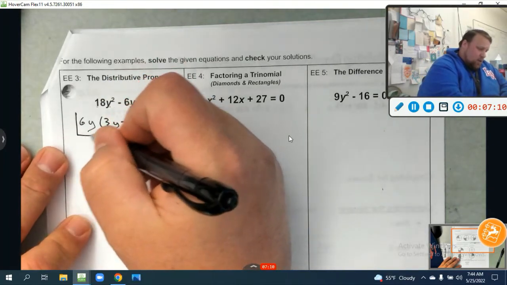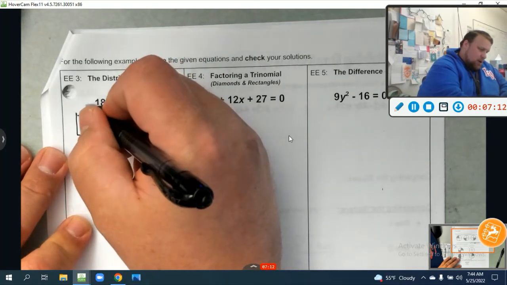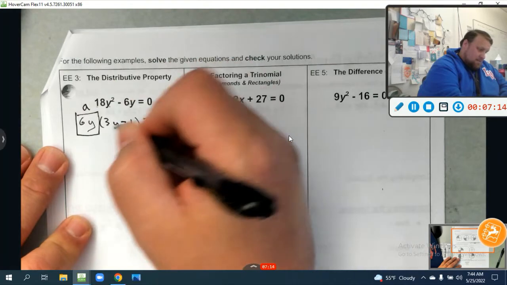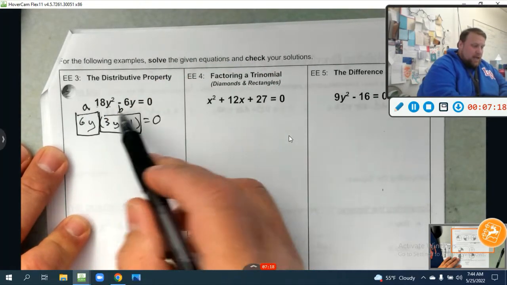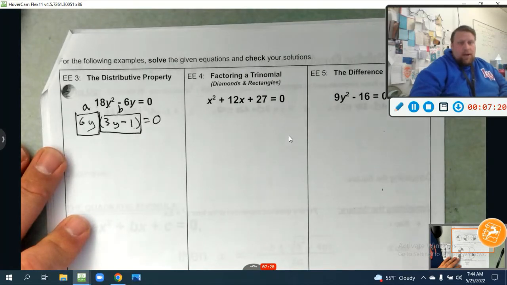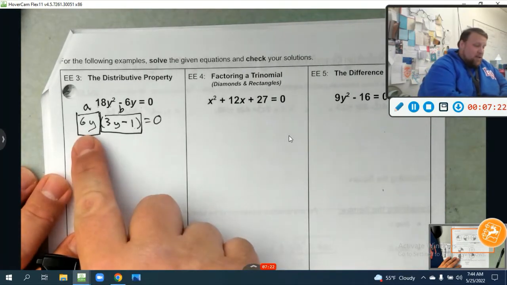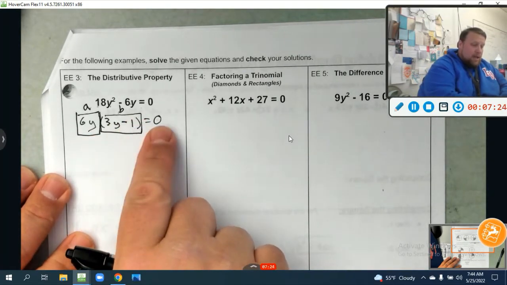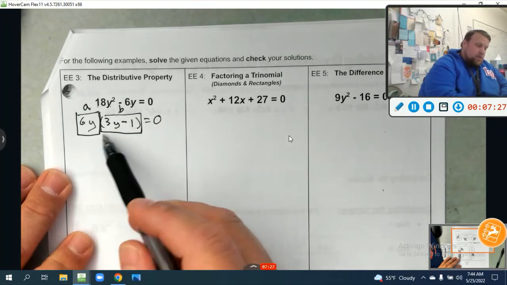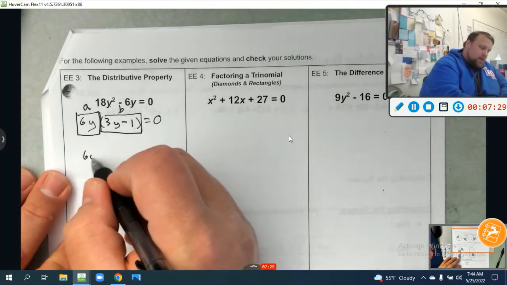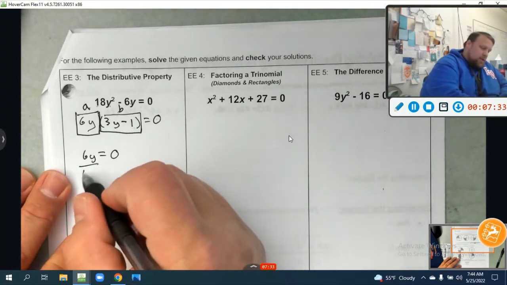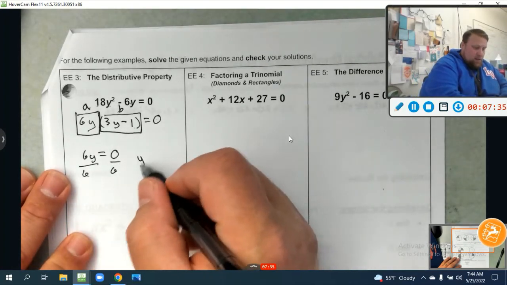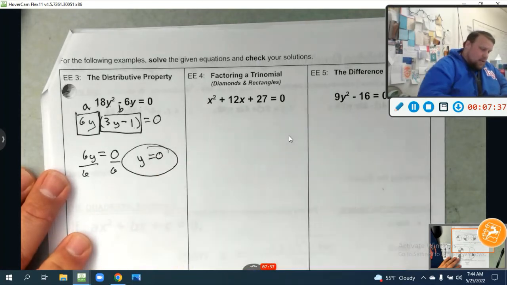Here's where we're going to use the zero product property. I have a quantity here, let's say we called it A. I have a quantity right here, let's say we call it B. We see that A times B equals 0. So the only way that's possible is if either A equals 0 or B equals 0. Okay? So what we're going to do is separate these into two equations. One is 6y equals 0. The only way 6y equals 0 is, when we divide by 6, if y equals 0. That's 1.